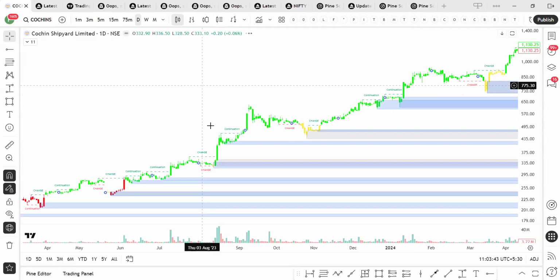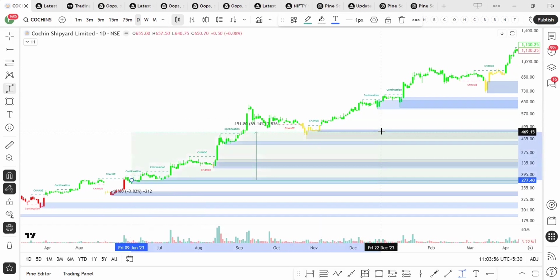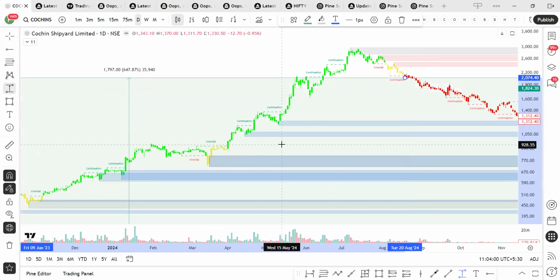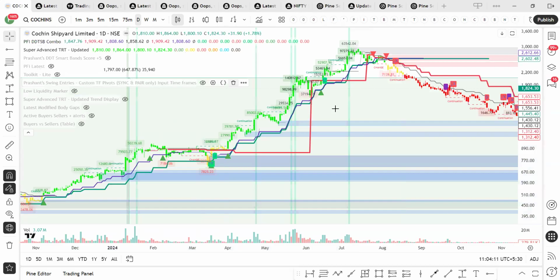See, this happened here. This was a retracement entry in the buying area. How much was the risk here? It was around 10 points or 3.8%. And from this, when it turned red and closed below all the bands, it has gone up by 1797 points or 647%. So let's check the bands.